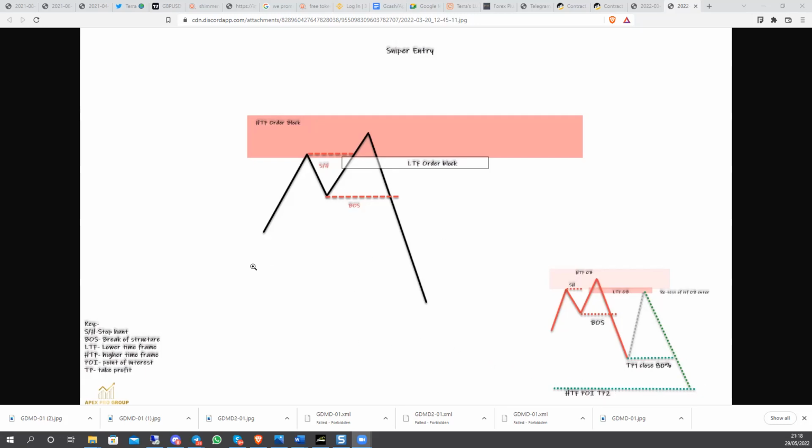That's the first introduction I wanted to do into order blocks for tonight. Hope it's useful for you. This is how to get a sniper entry.